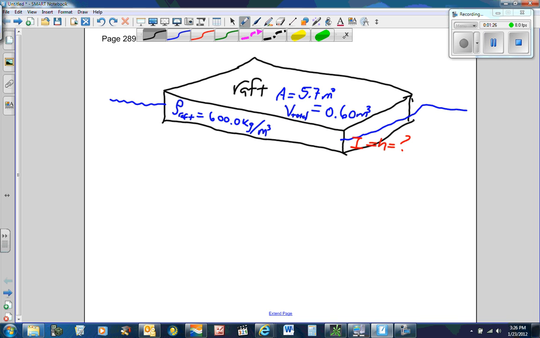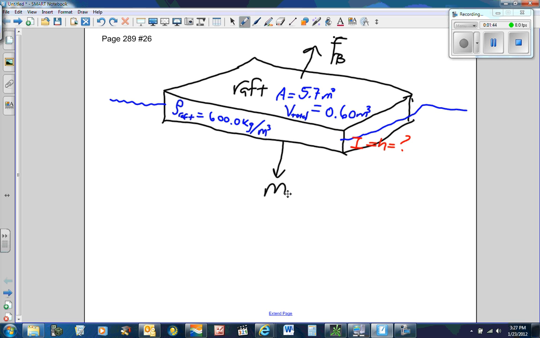So how are we going to approach this? Well, this is a buoyancy problem. So it's floating. What do we know about the forces? Well, we know the buoyant force is pointing up, right? That's the water. And we know that the force of gravity or the weight is pointing down, which would be mass of the raft times G. All right. So basically we're going to put an equation together that says FB equals mass of the raft times G.